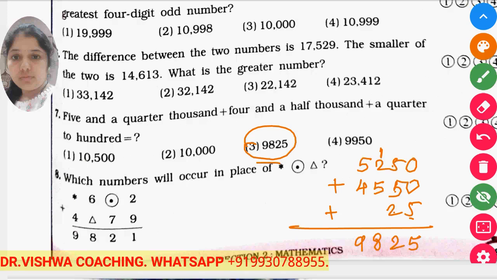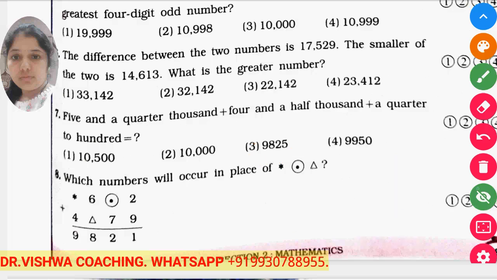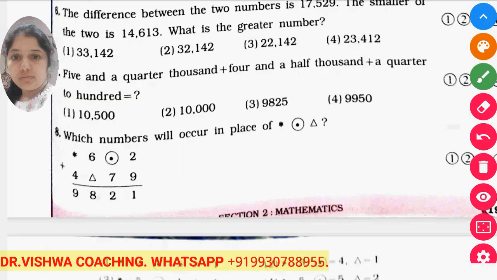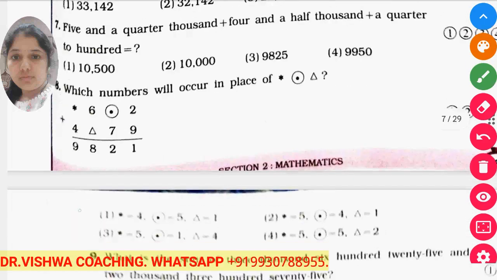Okay. You have to just add all of them and you will get your answer. So you must know what is meant by quarter to thousand, what is meant by half thousand, what is meant by quarter to 100. Now you have to find the missing number. You all can find it, so I will not waste my time here.